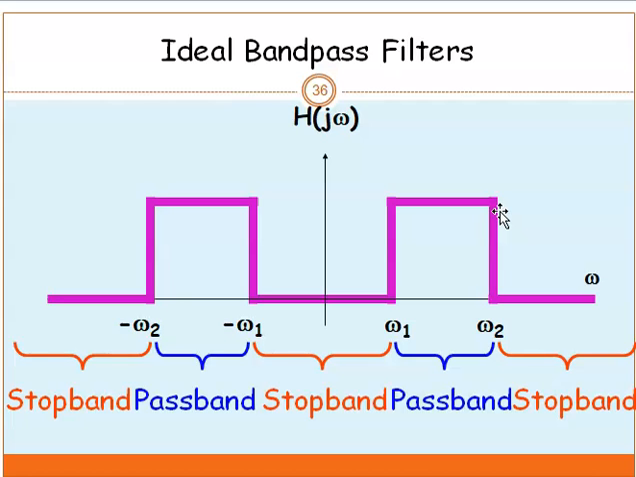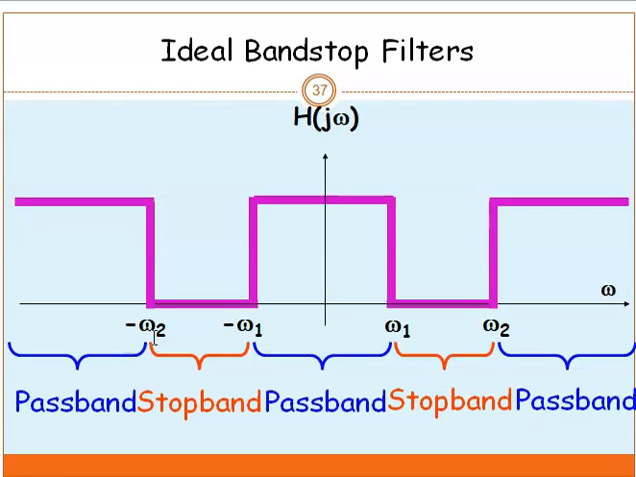This is an ideal band pass filter. This would be the stopband. It is allowing the area from ω1 to ω2, and the area from minus ω1 to minus ω2. The band stop filter would be the opposite of it. This filter is stopping the frequency from ω1 to ω2 and also from minus ω1 to minus ω2.